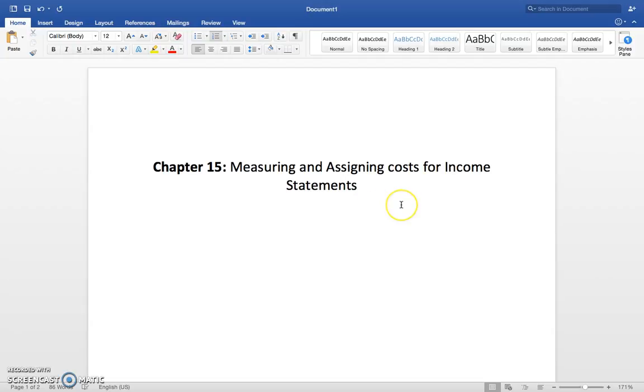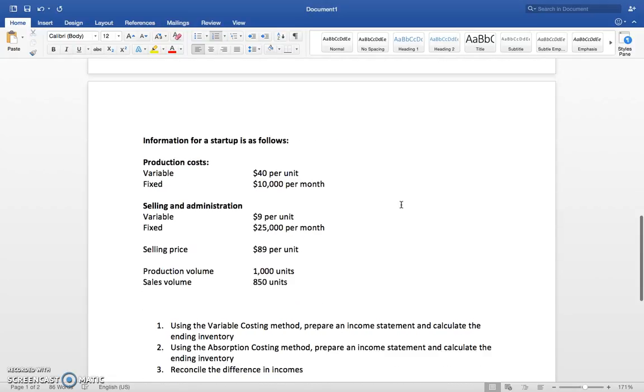All right, guys. So let's get started with this chapter. What you really want to do in this chapter, why you draw both income statements, is because you want to compare the results and then choose the income statement that is best for your situation and your business. So we're going to get started with the question as always.